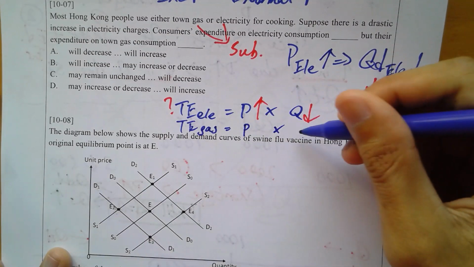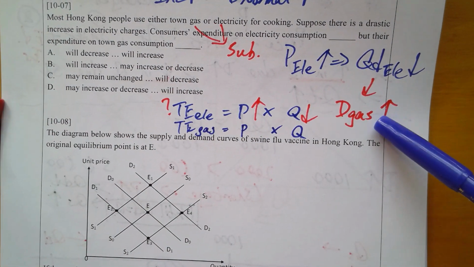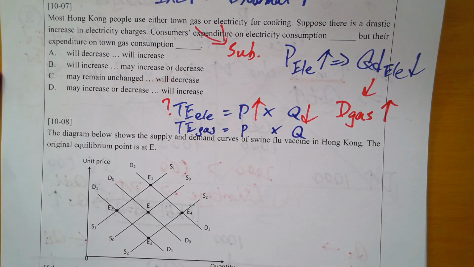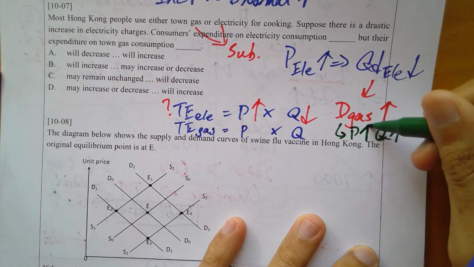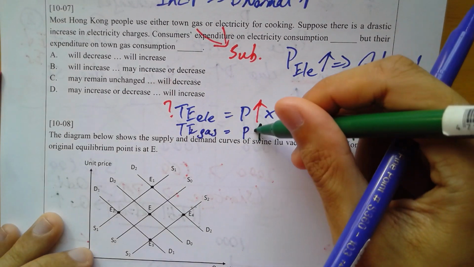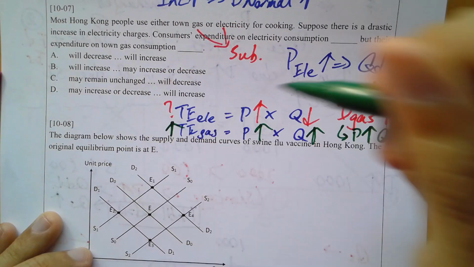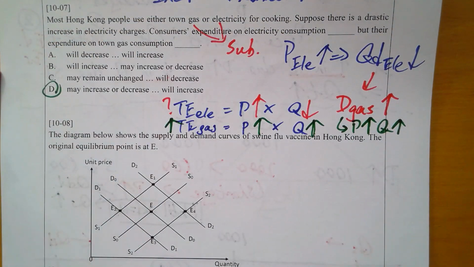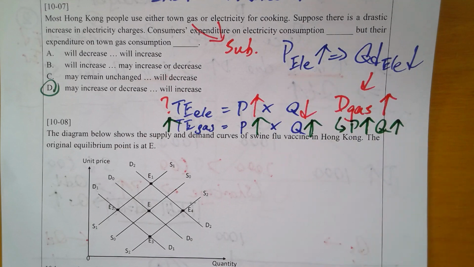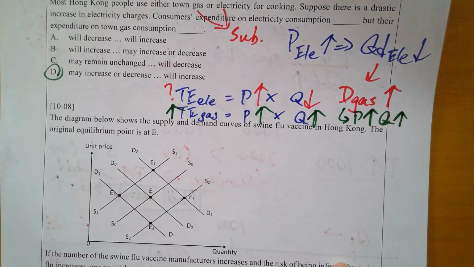Now, what about total expenditure on town gas? P times Q as well. When demand for gas increases, it means that price and quantity will both increase. Here, both increase. We know that this must increase. So, the answer is D. So, this is the way we think about total expenditure. Now, next one.